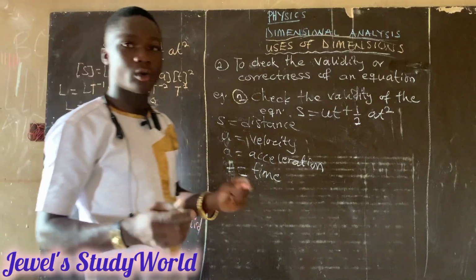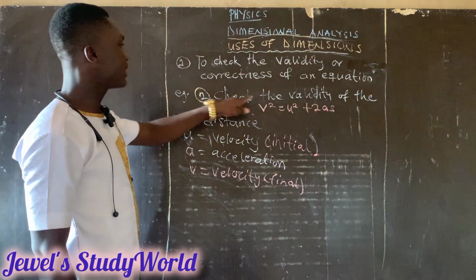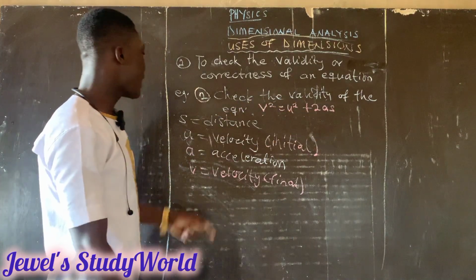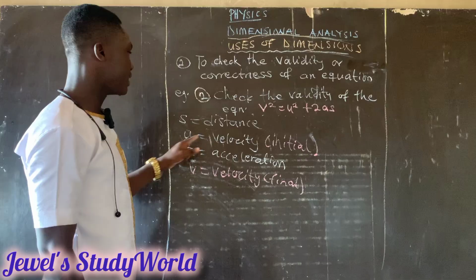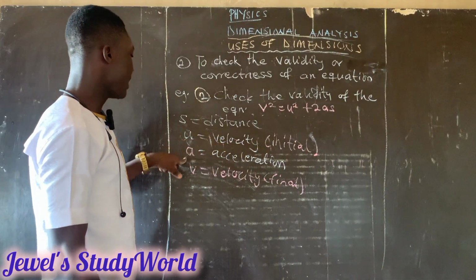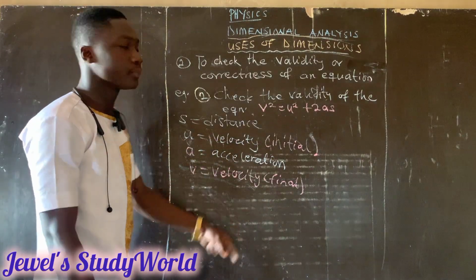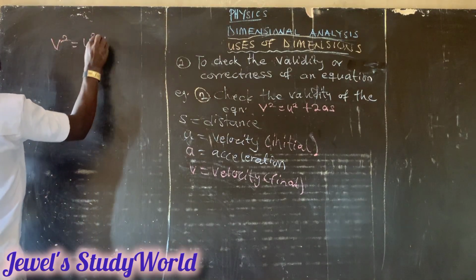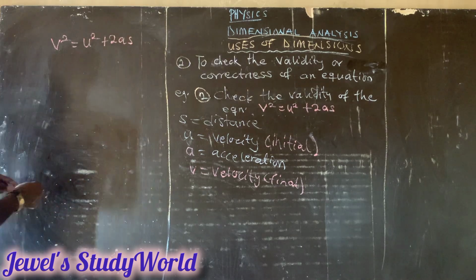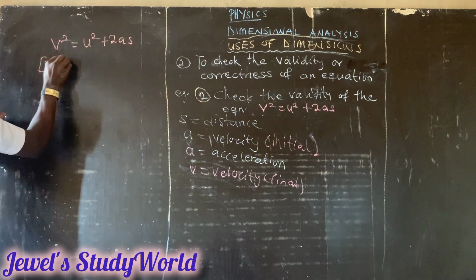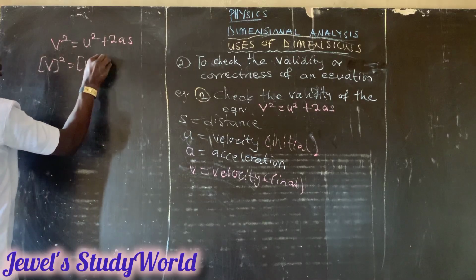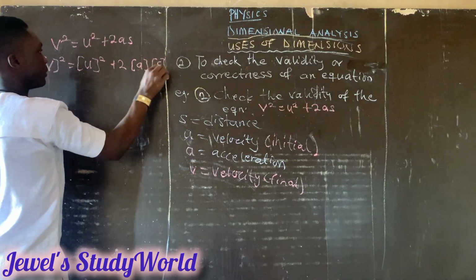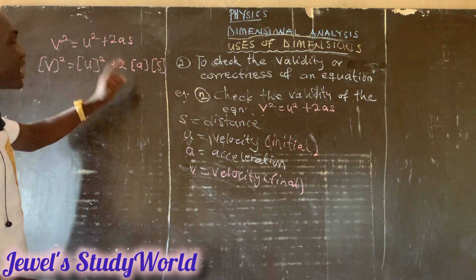Now let's see our next question. So we have that check the validity of the equation v squared is equal to u squared plus 2as, where s is distance, u is the initial velocity, a is acceleration, and v is the final velocity. So now we have that v squared is equal to u squared plus 2as. So now the dimension of v squared is equal to dimension of u squared plus 2 then dimension of a times dimension of s. 2 is dimensionless, so it can be eliminated.